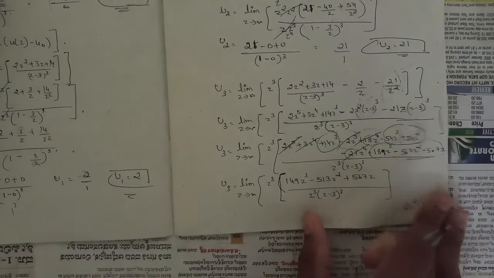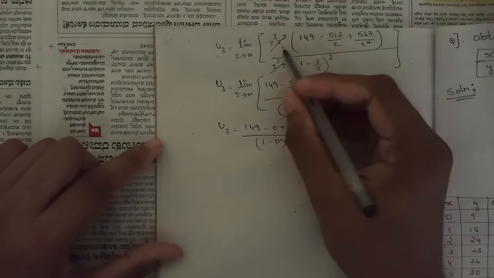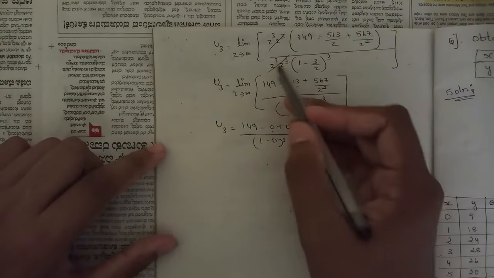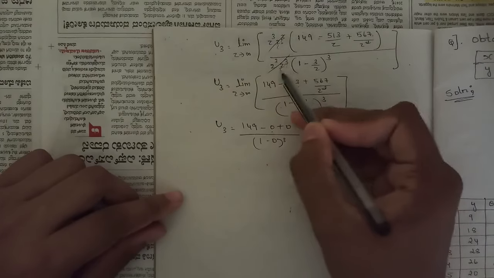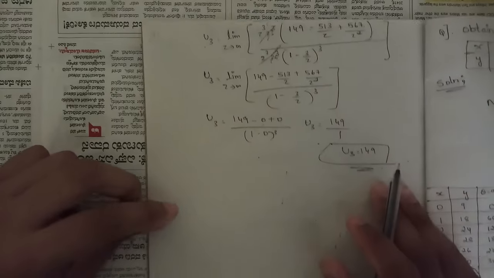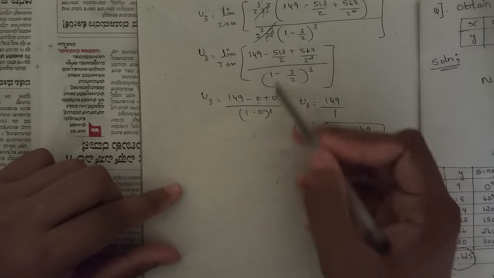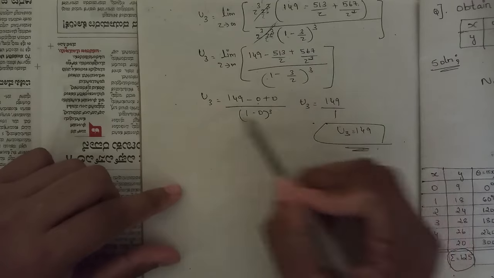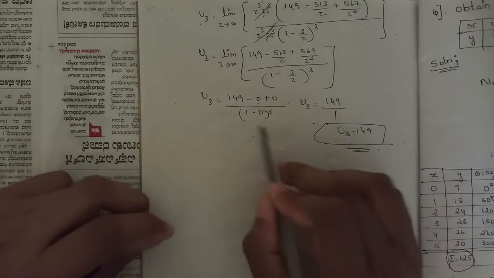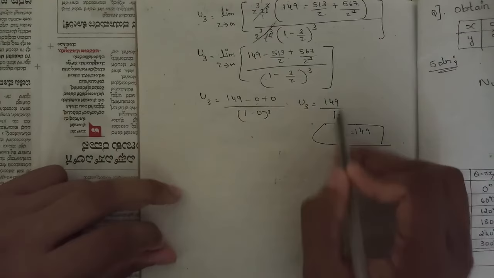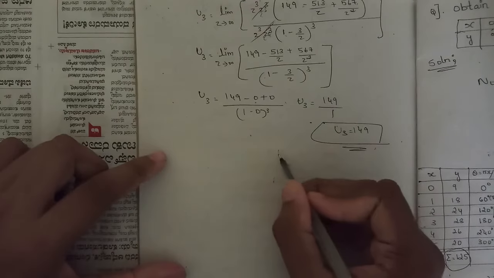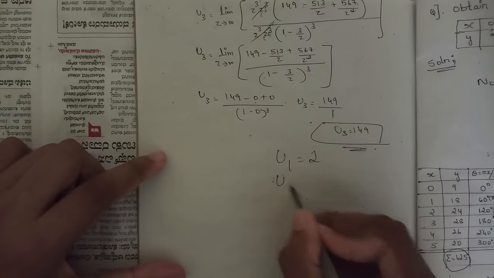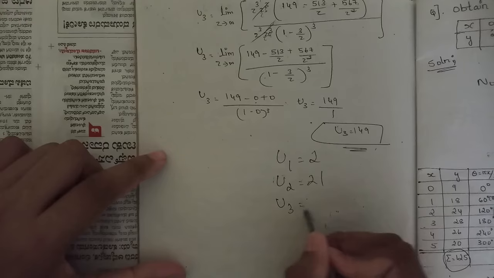Now here again we need to take z cube outside. We took z cube outside and wrote the remaining terms, and in the denominator also we have taken z cube outside, since there is already a z cube, so it is z to the power 6, and we can cancel them and write the remaining terms. Finally, take the limit: anything to the power infinity is 0, so 149 by 1 minus 0 whole cube is 1 cube, that is 1. So 149 by 1 is equal to 149. So we have found the values: u1 is equal to 2, u2 is equal to 21, and u3 is equal to 149.